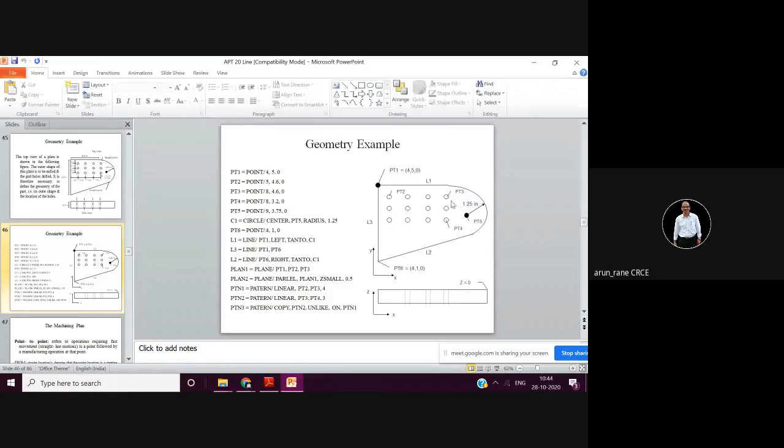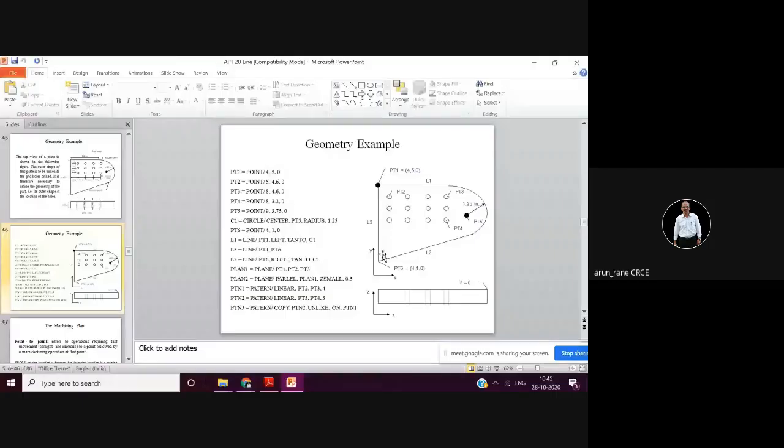Then point 3 is here. It is a point and x distance is 8. So this is 4, then 5, 6, 7, and 8 inch. And Y is at a distance of 4.6. Alright.